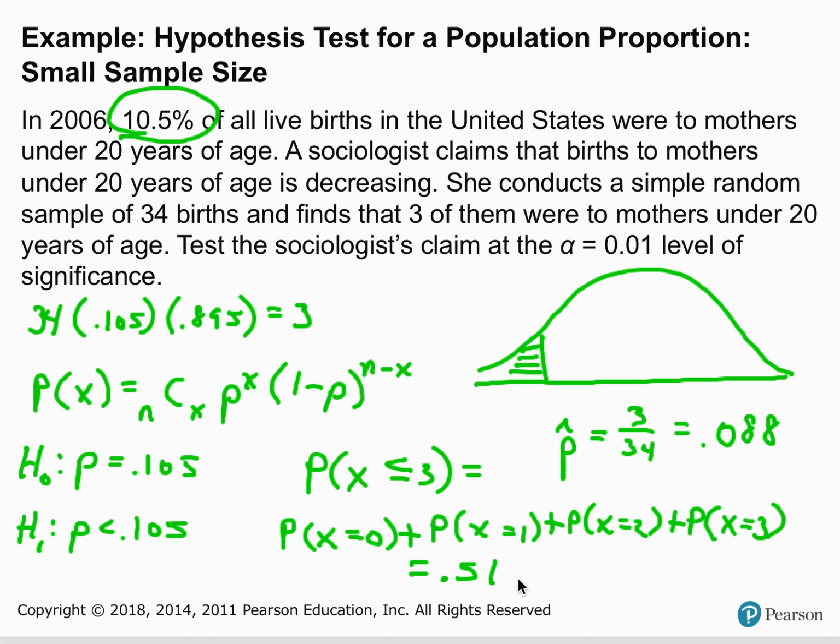Okay, so now this p-value is greater than my level of significance, so we do not reject the null hypothesis. There is not sufficient evidence to conclude that the percent has decreased below 10.5%. Okay, let me know if you have any questions.